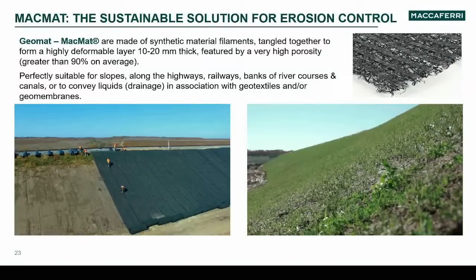So basically, we developed this solution. We call it MacMat. It is made up of synthetic filaments and polymers which are tangled together, and this gives us more than 90% porosity, so sufficient sunlight can reach. Then it has a great shear resistance against surface runoff or wind, and it is perfectly suitable to be used in road projects, railway projects, airports, or other slopes, in mining or in other sectors as well.